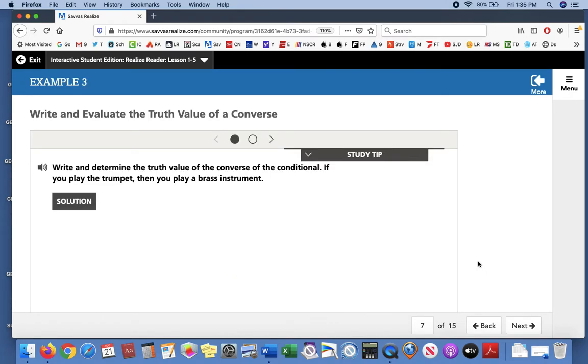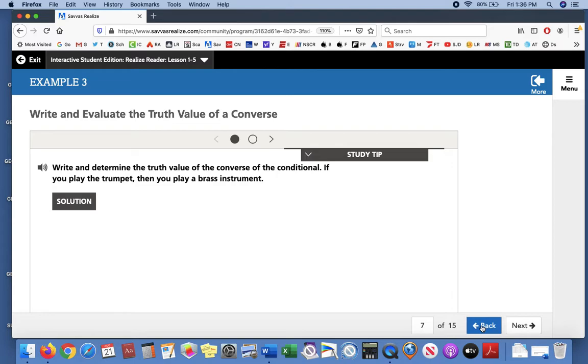Write and evaluate the truth value of a converse. Oh boy. Write and determine the truth value of a converse of the conditional. Here's the statement: if you play the trumpet, then you play a brass instrument. Now you might say, yeah, that's true. If you play the trumpet, you play a brass instrument. But we're trying to come up with the converse. What was the converse again?